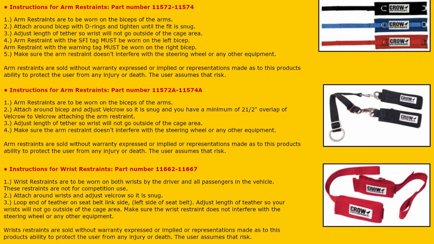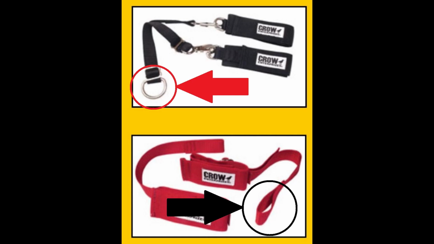Some manufacturers like Crow offer three different versions. The one at the top, which is the arm restraint with a dedicated tether, the one in the middle, which is the arm restraint with a Y tether, and a wrist restraint that is actually not SFI rated, that you can secure directly to the wrist. And you can also see the difference. The loop that goes in the belt can either be cloth, which wears faster, or have a metal ring, which is better quality and more durable.